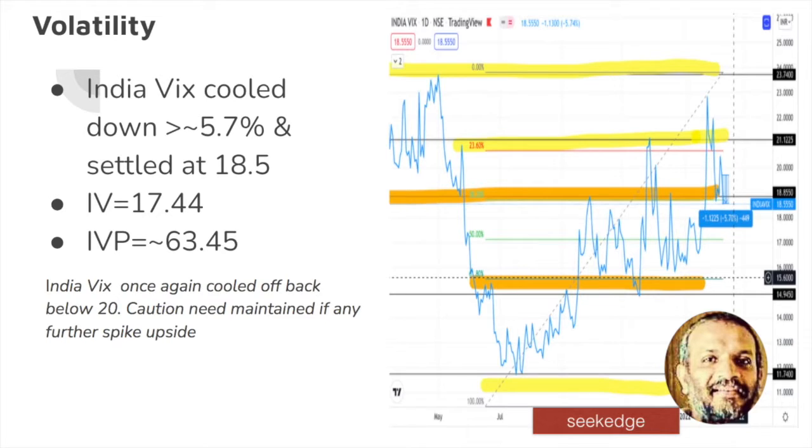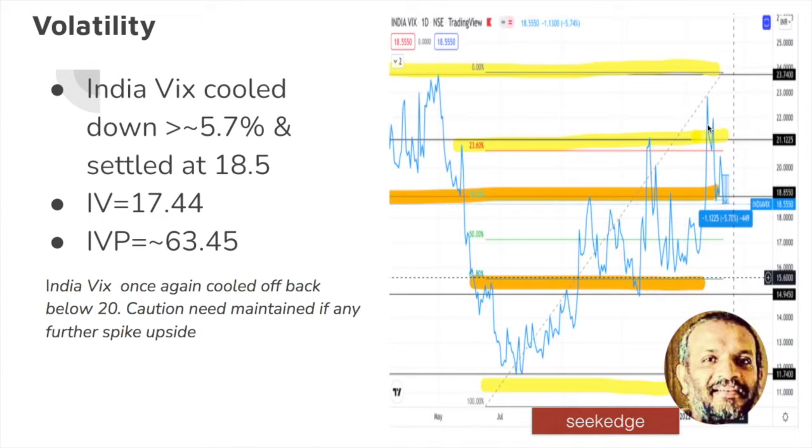Volatility today again cooled off around 6%, and 18.5 is where it has now settled. Umbrella volatility is 17.44 and IVP cooled off to 63 levels, right? So it has cooled off from 18, but it is still at a higher volatility level. It could again spike back to that place or it could cool off back to the 15 levels. Either of that could happen, right?